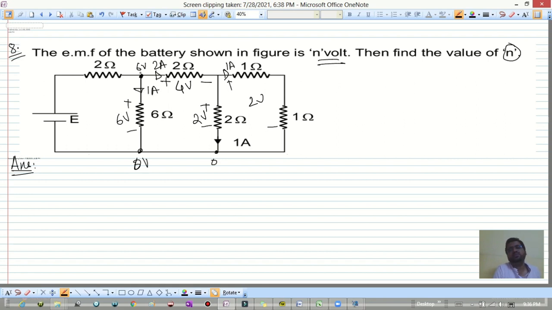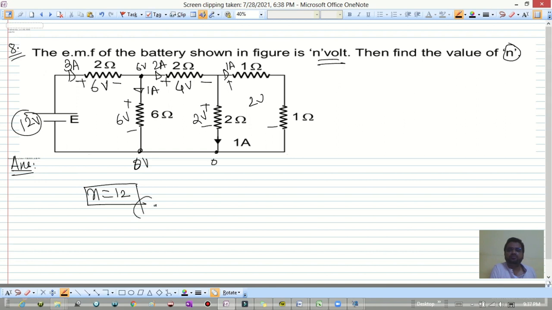So this is 1 ampere, this is 2 ampere, and this we have 3 ampere. So plus minus, what is the voltage over here? 6 volt. What is the EMF then? It is 12 volts. 6 plus 6 is 12 volts. So the value of N over here is 12. So I hope this is clear.